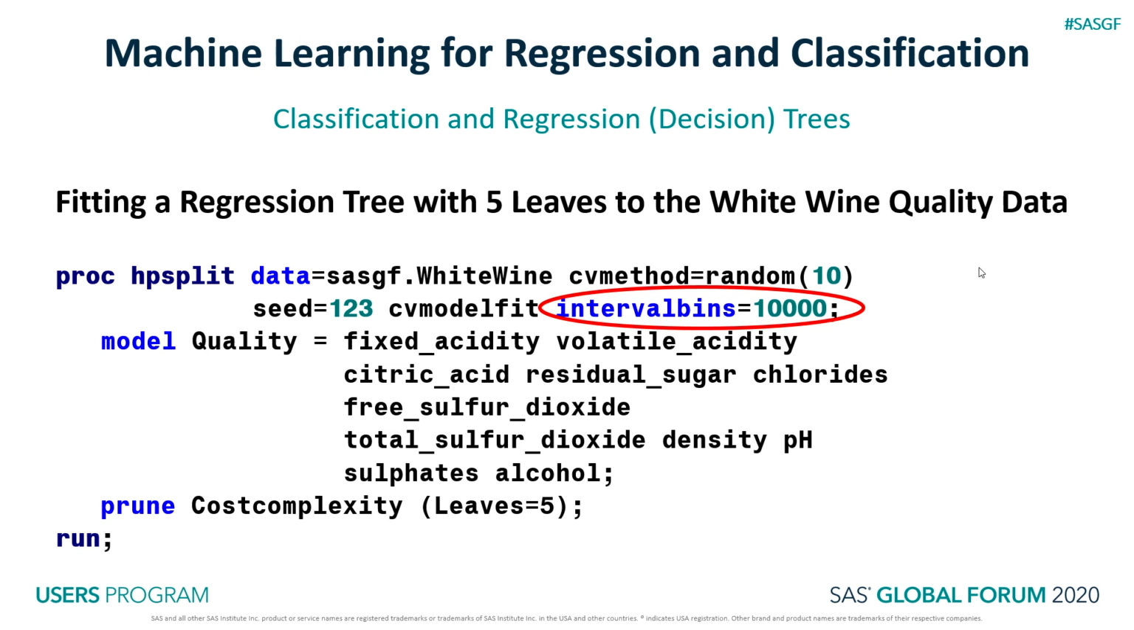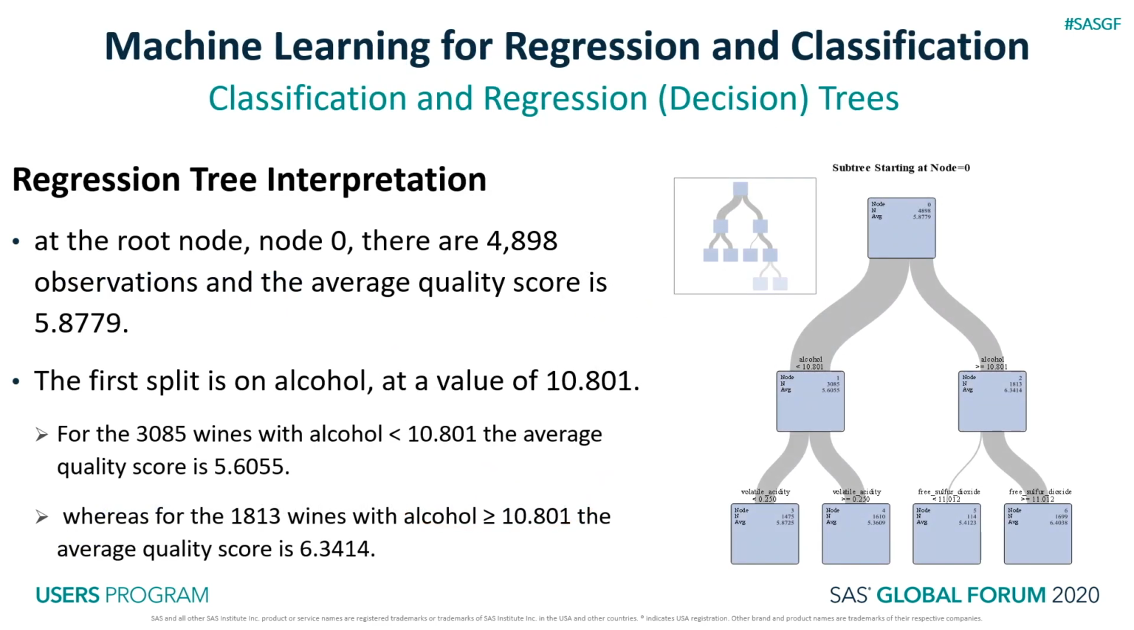I wanted to get a little closer to the original algorithm, and one way of doing that is to choose interval bins equal to a very large number, and then most of those bins will only contain a single observation, and the results should be very similar to what you would get using the original classification tree algorithm. I'm using cost complexity, so I'm going to prune back to a tree with 5 leaves, because that's what the 1SE rule tells me I should do.